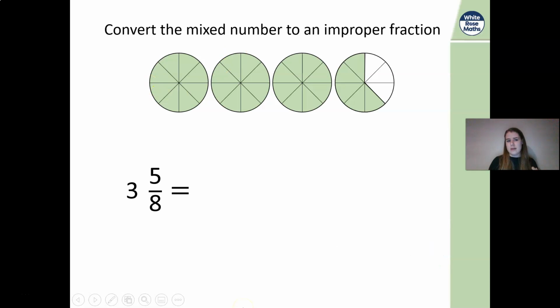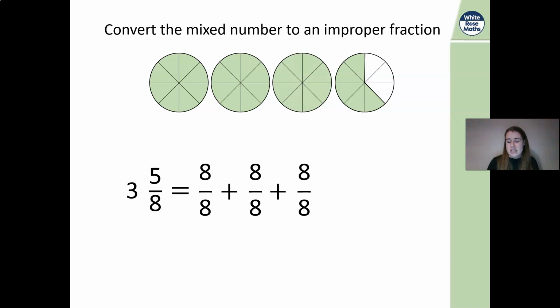So let's add them all together then. I've got 1 8 there, which is the same as 8/8 because that's a whole. Then I have another whole lot of 8s, so that's adding another 8/8. And then here I've got a third one. So now I've got another 8/8.